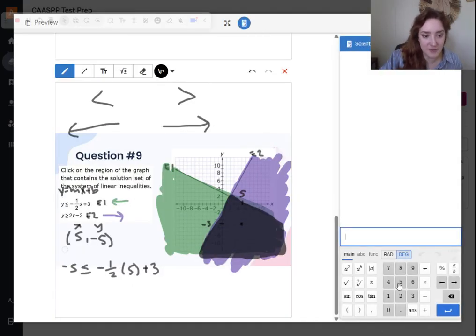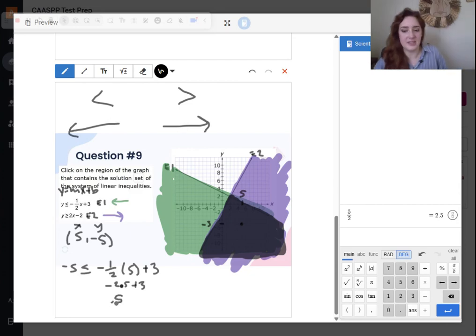All right, so half of 5, so that's -2.5, plus 3, that's going to be positive 0.5. And is that greater than or equal to -5? It's a positive number, so yep, it definitely works for equation 1. Let's check with equation 2.